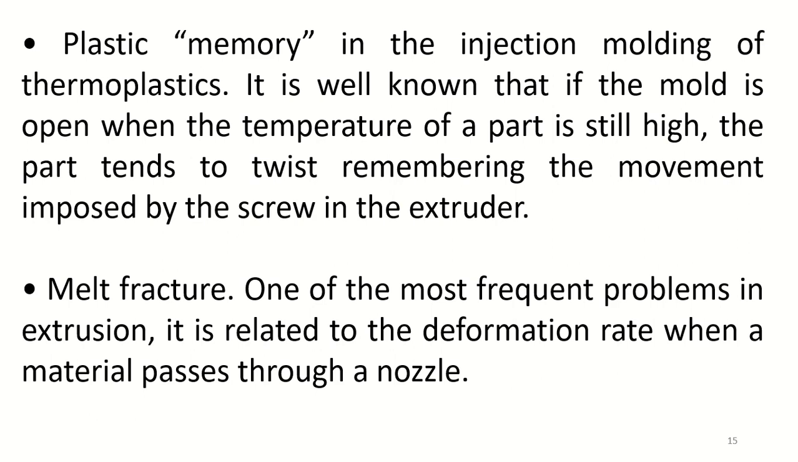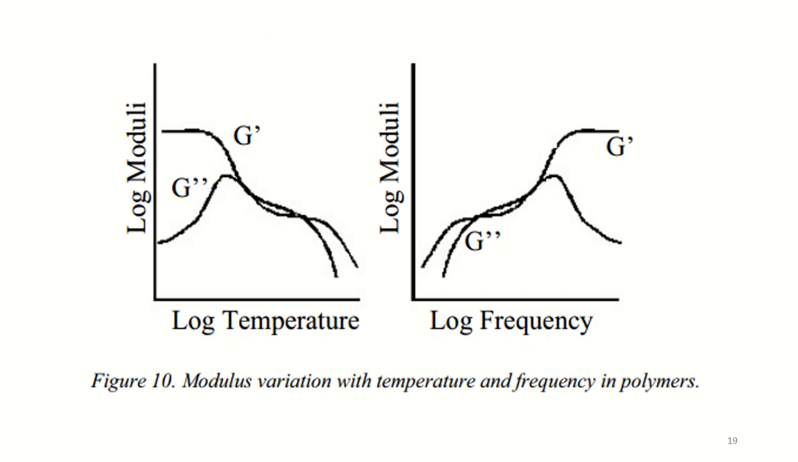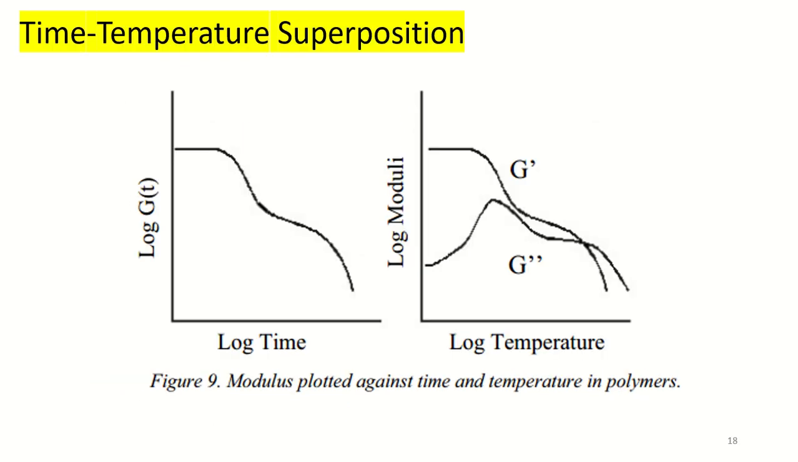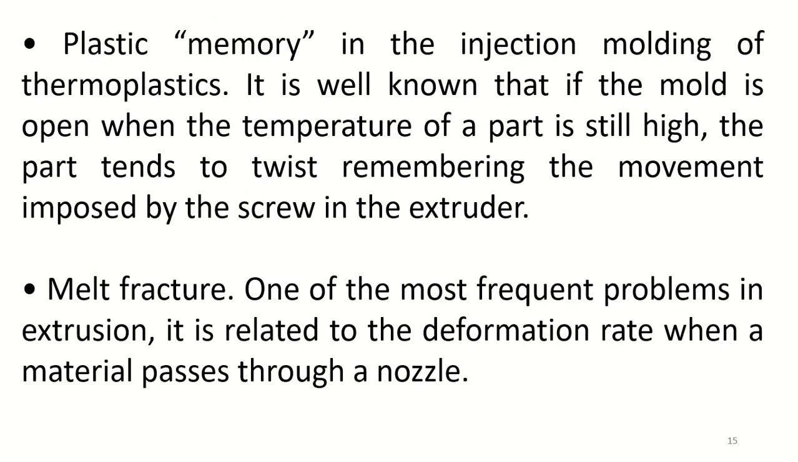The next one is the plastic memory. In the injection molding of thermoplastics, it is well known that if the mold is open and the temperature of a part is still high, the part tends to twist, remembering the movement imposed by the screw in the extruder.